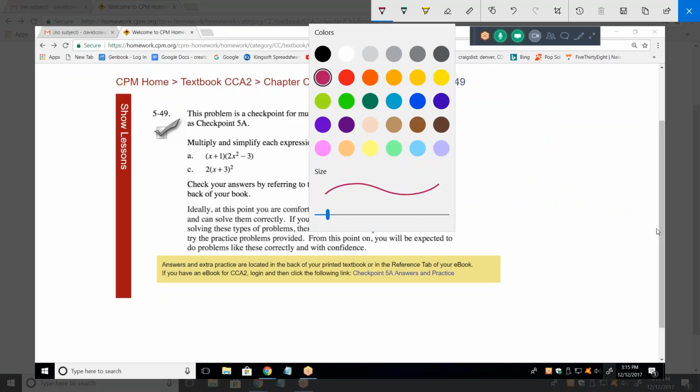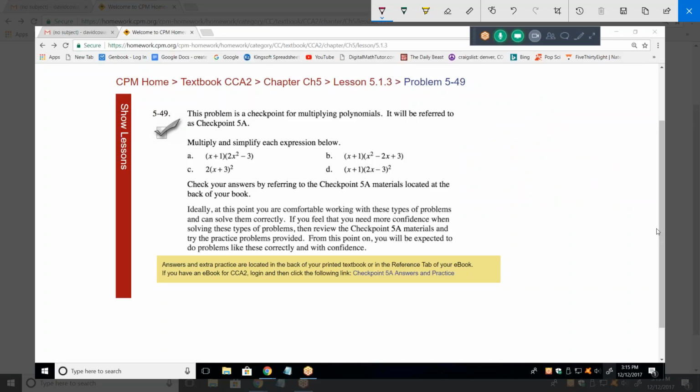C, first step. Because it's squared, do you have to make it 2x plus 3s? First of all, that 2 is not being squared. That 2 is not under the parentheses. The square is only being applied to the x plus 3. So let's do that first. What's x plus 3 squared equal to? X plus 3, x plus 3. Do that multiplication.